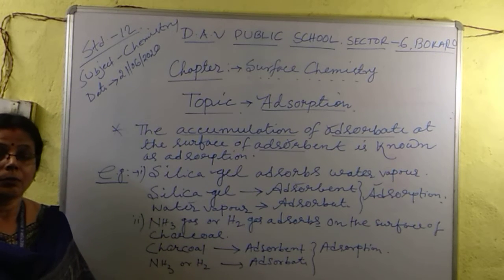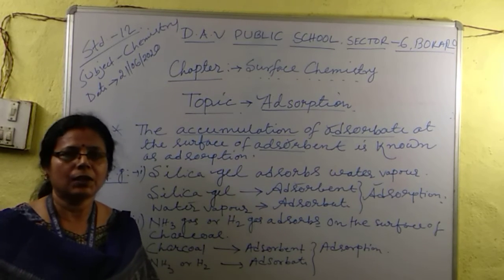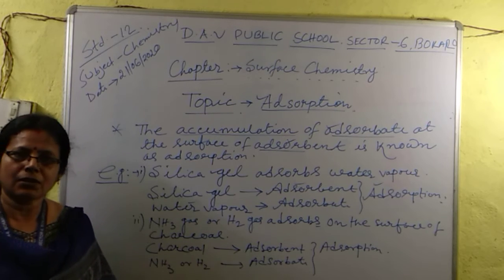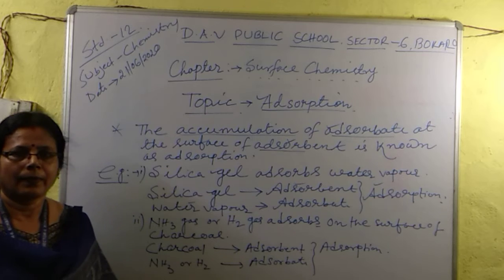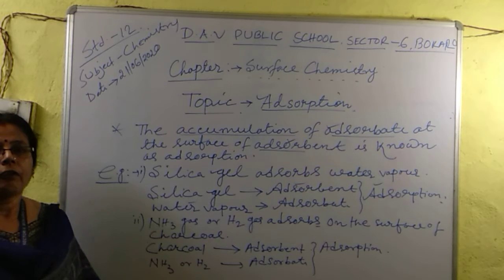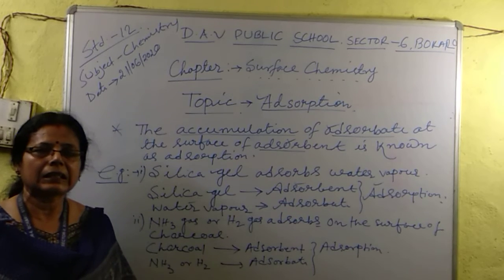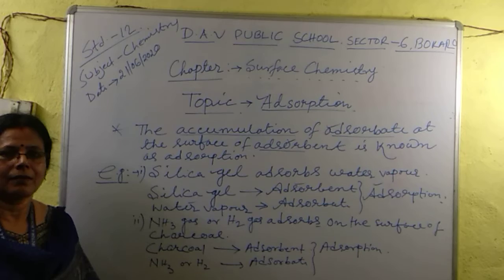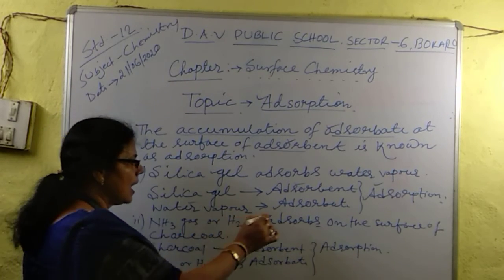Again I am telling you, what is adsorption? Adsorption is the accumulation or concentration of the adsorbate at the surface of the adsorbent. So, for controlling of the humidity, silica gel is used as the adsorbent and the water vapor is the adsorbate.